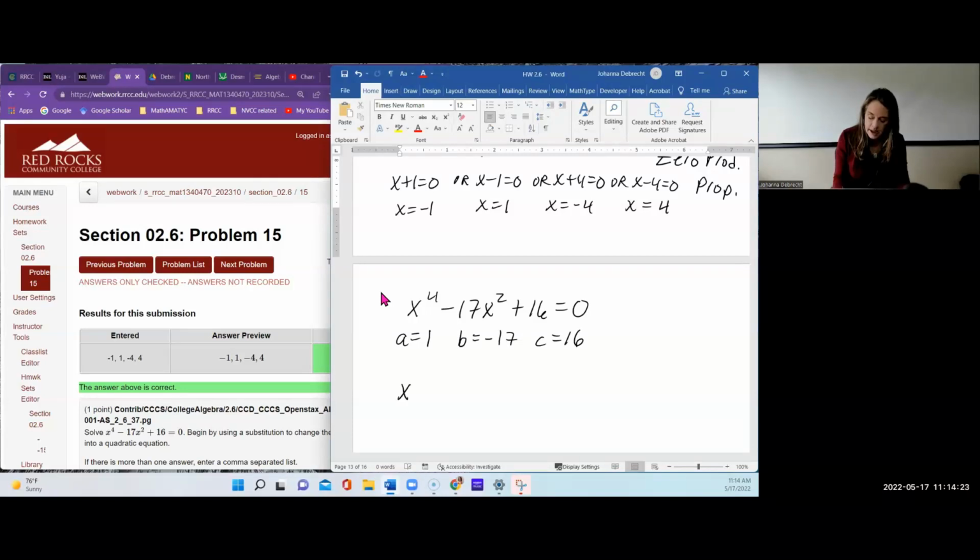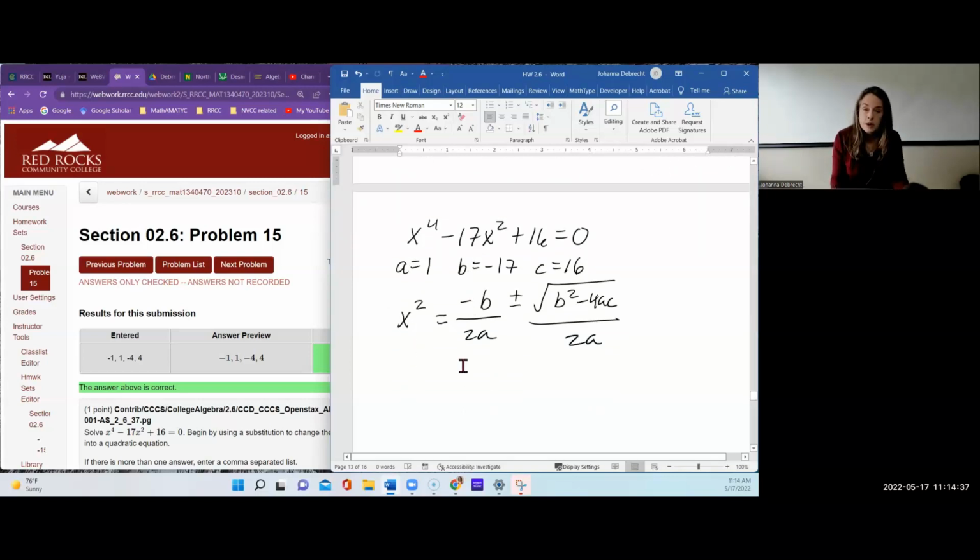But instead of getting x equal, you get x squared equal the opposite of b plus or minus the square root of b squared minus 4ac, with each term divided by 2a. Now I would find b squared minus 4ac, the discriminant, separately. This would give me -17 squared, which I believe is 289.